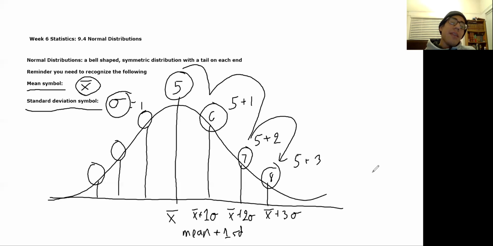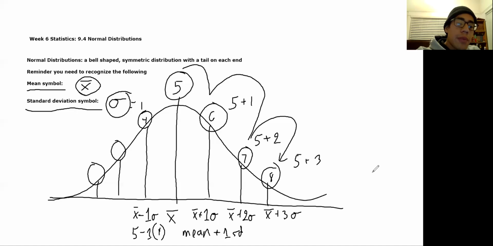Well, what about the other side? We established that the left side has to be smaller than the right side. So what I'm going to end up doing for the left side is x minus 1 standard deviation. So instead of making it bigger, I have to make it smaller. In this case, because we have 5, which is our mean, 5 minus 1 times whatever my standard deviation is, which is just 1. So 5 minus 1 is 4.